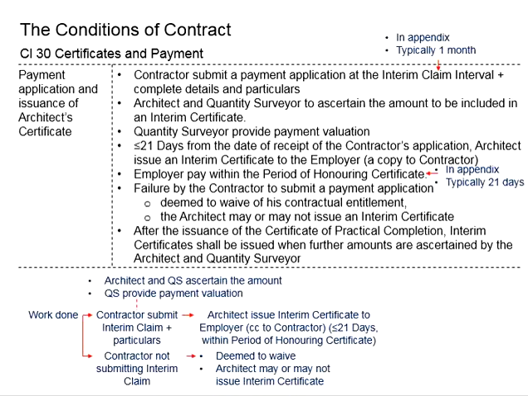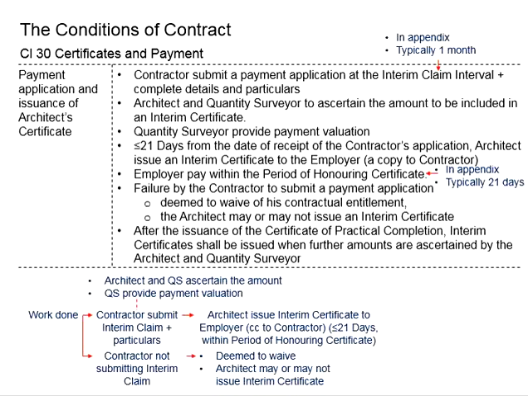But you know that the architect can issue the certificate earlier, and the employer may also pay the contractor earlier. PAM contract only specified the maximum durations to be performed by the relevant parties. Now, if the contractor fails to submit a payment application, it is deemed that the contractor waived his contractual entitlement. That means the contractor decided to do it for free for the employer.